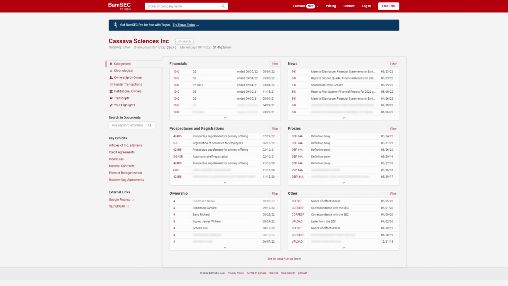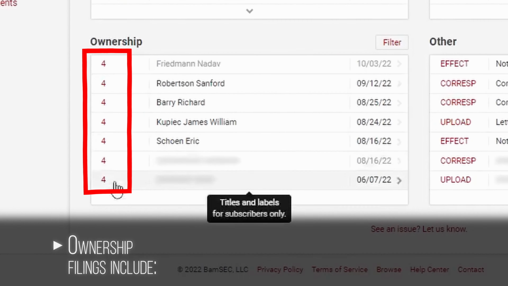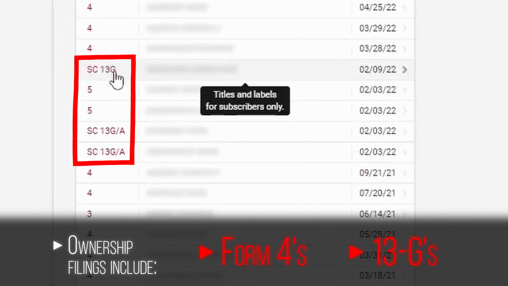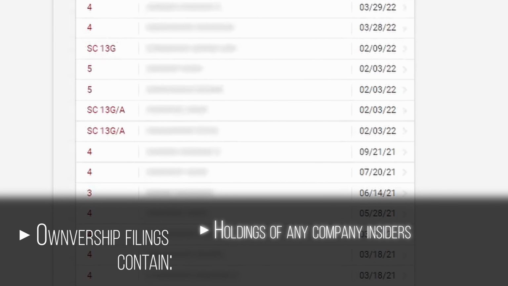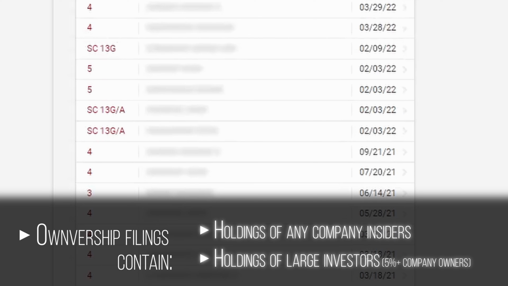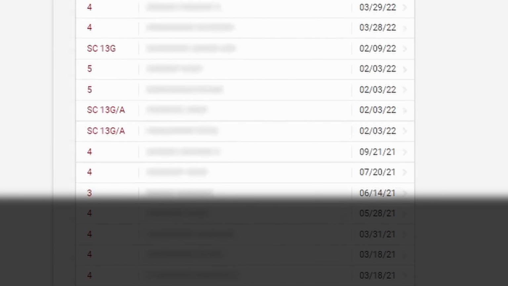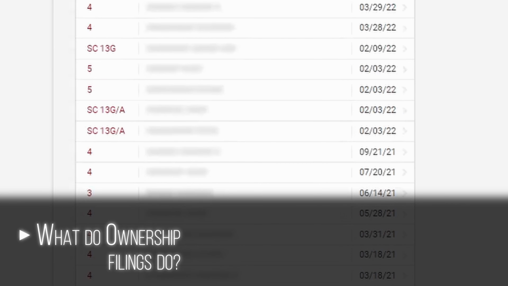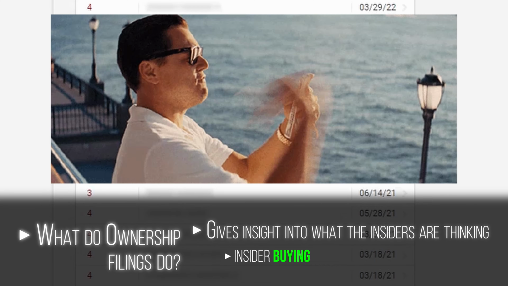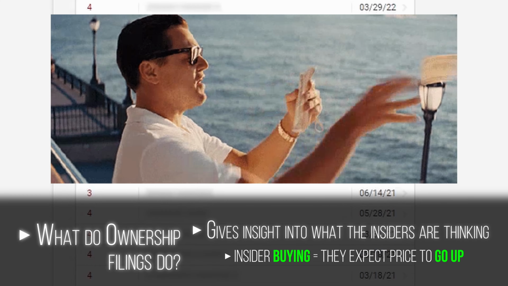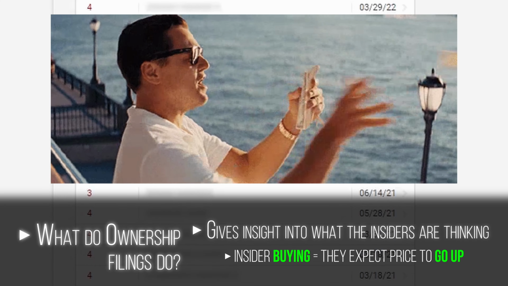Now, the next filing type we're going to be going over are insider ownership filings. These are going to be your Form 4s and Form 13Gs. These filings will show you any holdings of the company insiders or any large investor that owns more than 5% of the shares outstanding. Now, these filings are very important because they give insights on what the insiders themselves think about the company. You can think that if an insider is buying shares, then they expect the price to come up. Otherwise, they wouldn't be risking extra capital into buying their own stock.